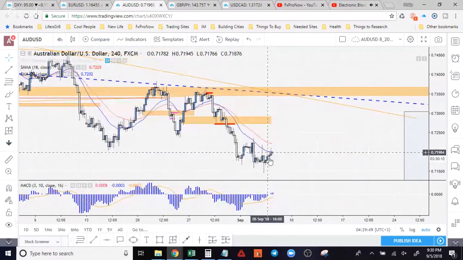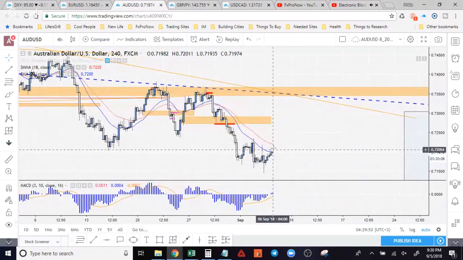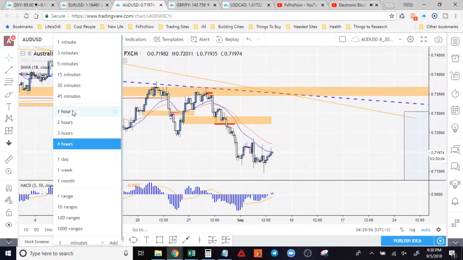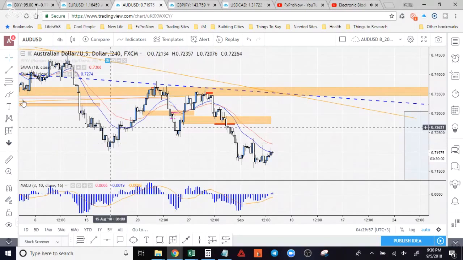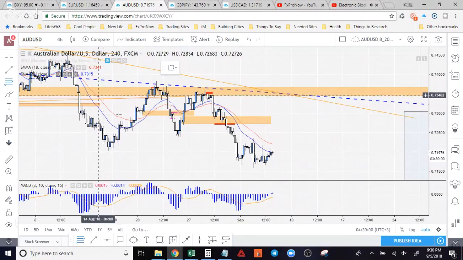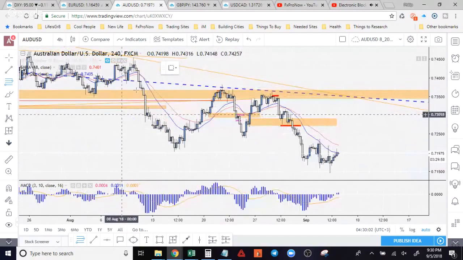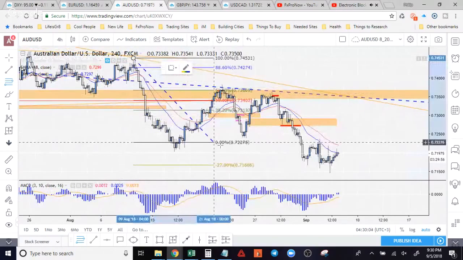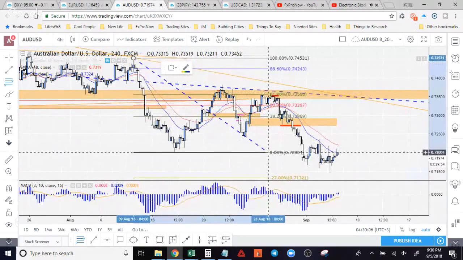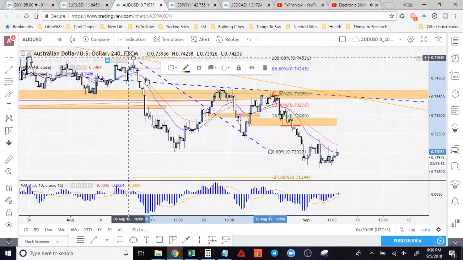It's actually doing what I needed it to do as far as retesting this area to go up. I'll look for a break of structure in the lower time frame. So let's see. Let me show you something right now. Point A, point B, right here.